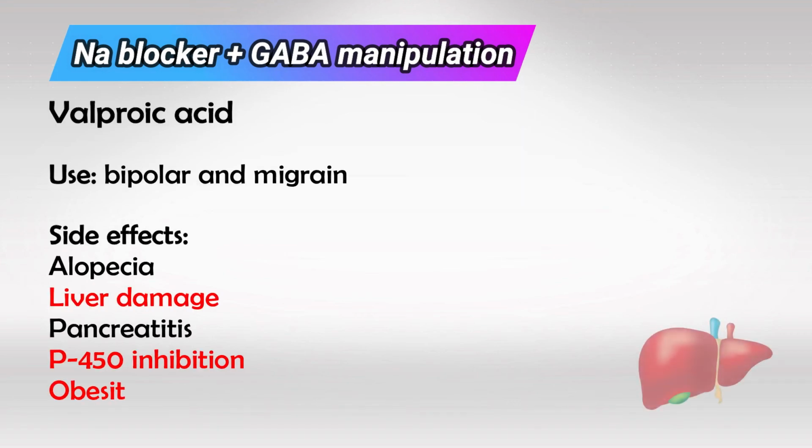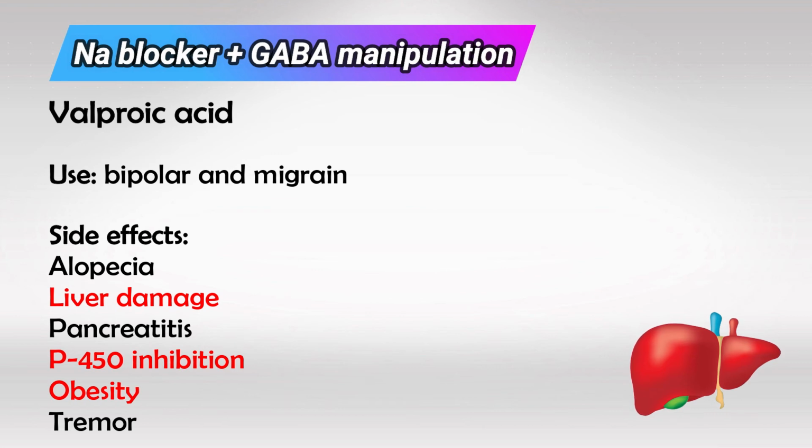The next category are medications that can inhibit sodium channels but also increase GABA levels. So it has two actions, and we only have two medications. Valproic acid. This medication can also be used for bipolar disorder and as migraine prophylaxis, on top of being an antiepileptic medication. The important side effects include alopecia, which is very important, liver damage, pancreatitis, inhibition of cytochrome P450, obesity, and tremors.